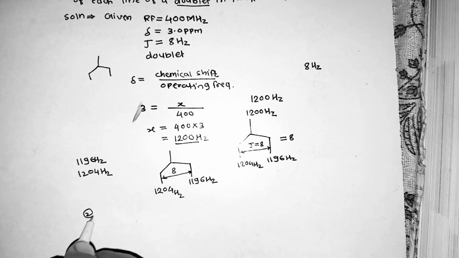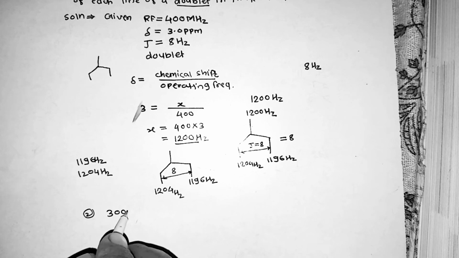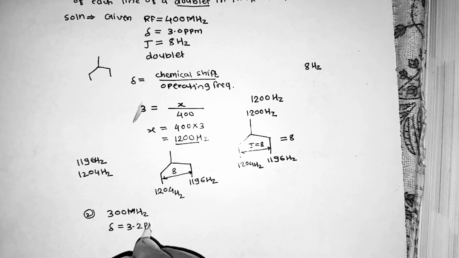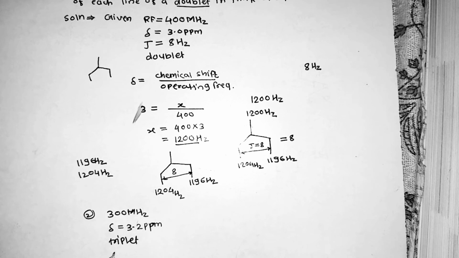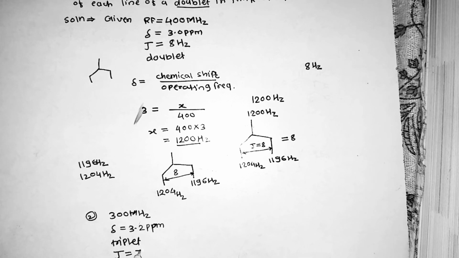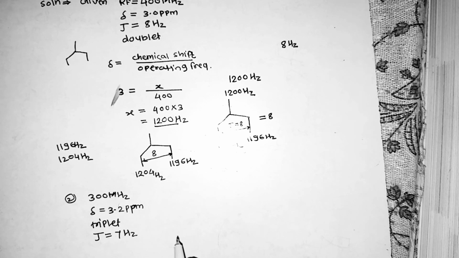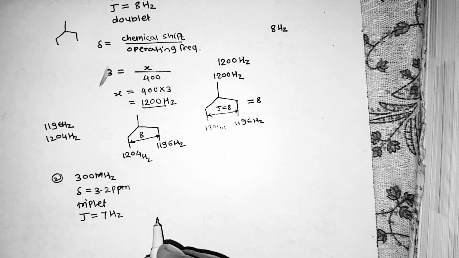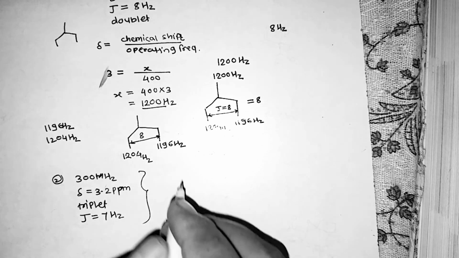Second problem is given that if the operating frequency is 300 megahertz and the del value is given as 3.2 ppm and the signal is a triplet and coupling constant is given as 7 hertz, then determine the position of each line in NMR spectrum. Here also you can solve this problem very easily.